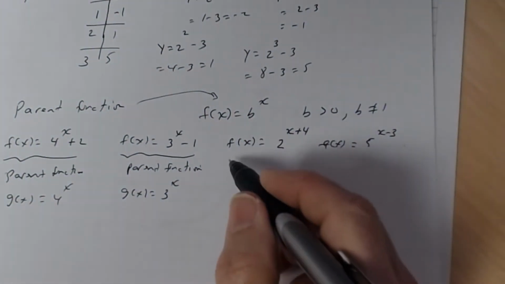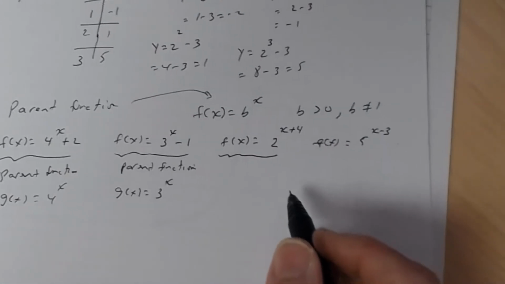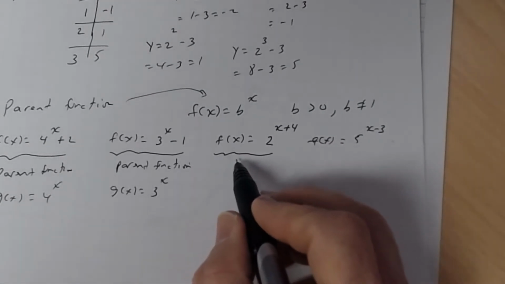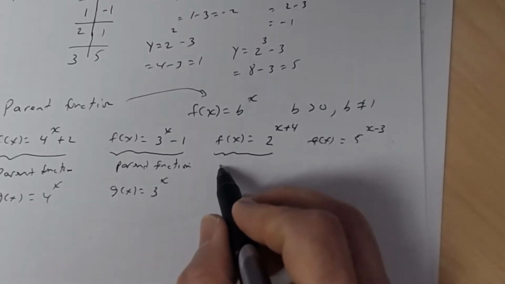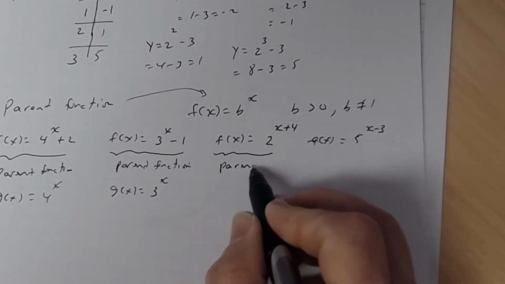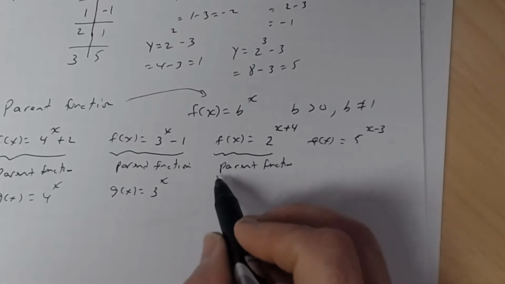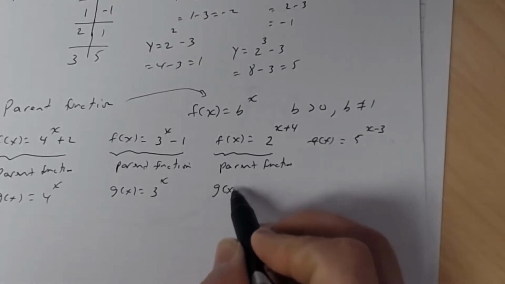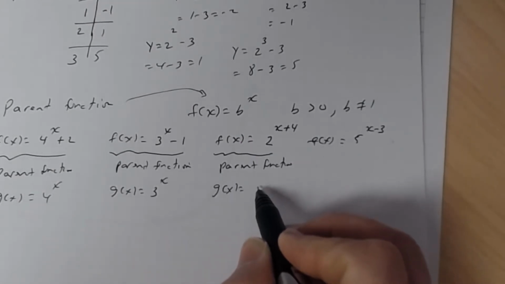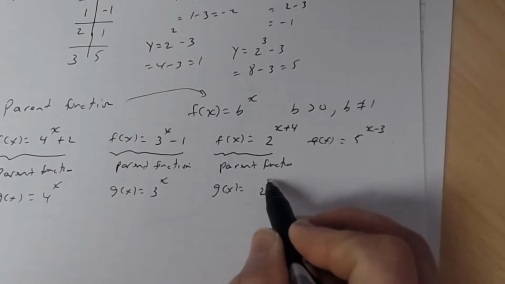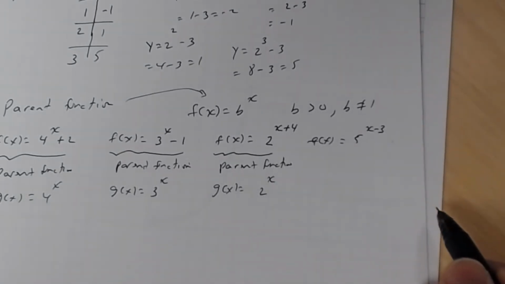So if you look at this one now, you should get the idea. So parent function, first thing you do is determine what the parent function is. Call it g, different from f, because these are two different graphs. Parent function, g of x equals, what's the base? Well, the base is 2, and you raise it to the x power.